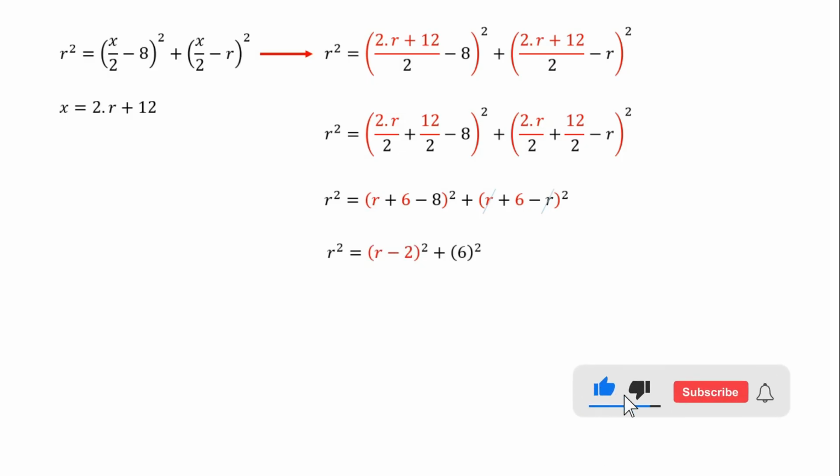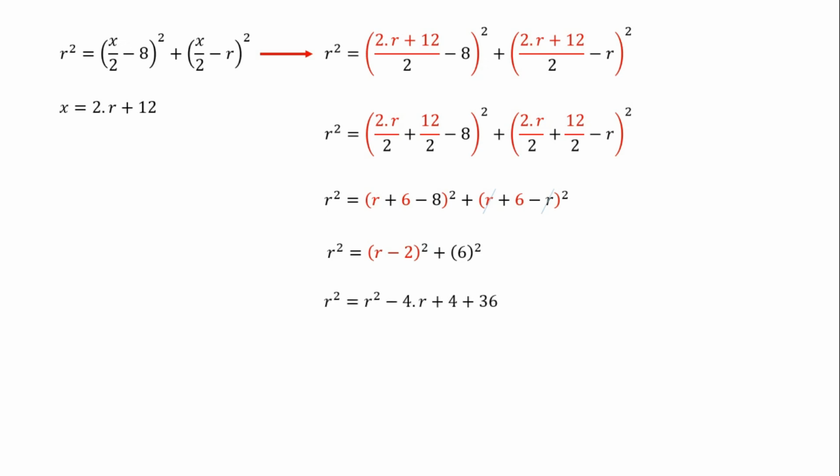Now let's square both expressions. We get r squared equals the quantity r minus 2 all squared plus 6 squared. Expanding the squares gives r squared equals r squared minus 4 times r plus 4 plus 36. The r squared terms cancel from both sides. So we're left with 4 times r equals 40. Dividing both sides by 4, we get r equals 10.